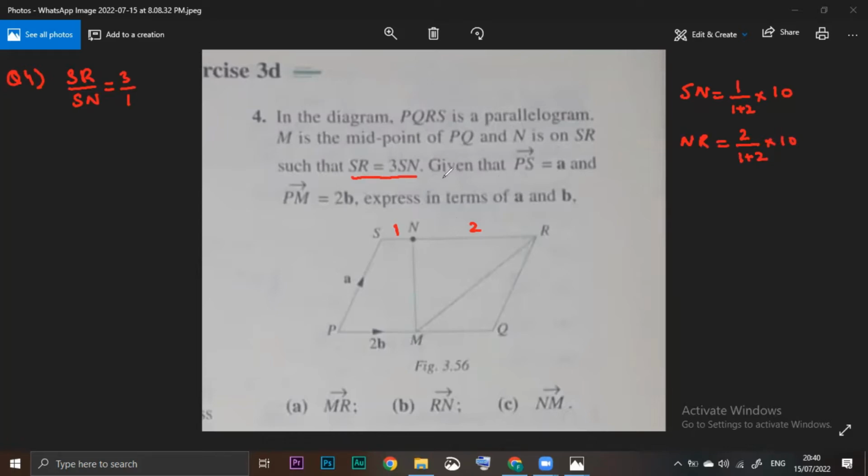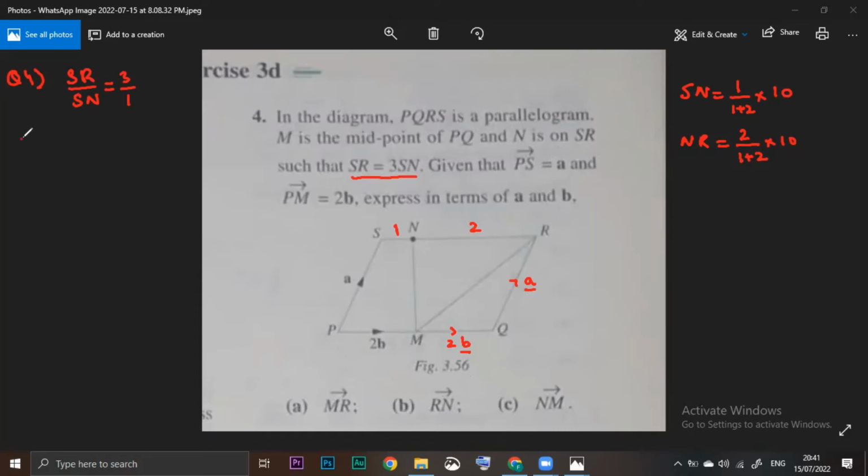Now, given that PS is equal to A, and this one is a parallelogram. If PS is equal to A, QR is parallel and equal to PS. So QR is also equal to A. PM is 2B, M is the midpoint. So MQ is also 2B. Total PQ is equal to 4B. Now express MR in terms of A and B.